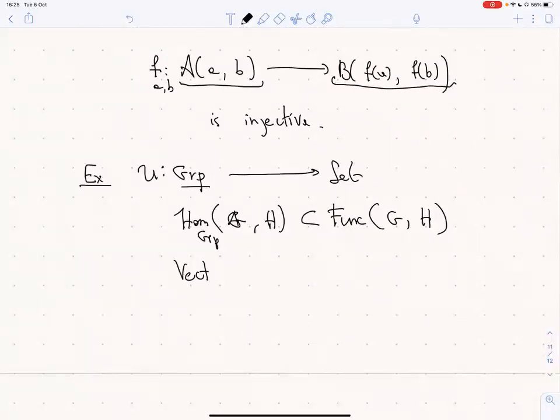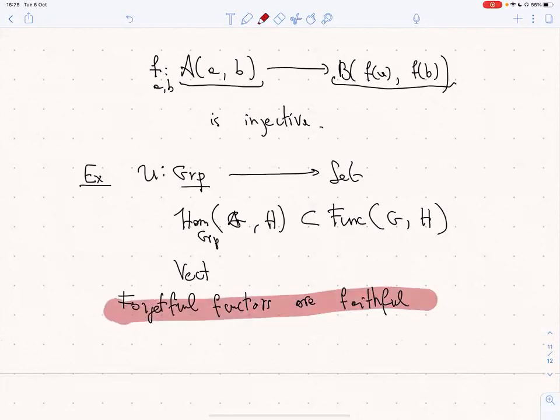And the motto here is that forgetful functors are always faithful. Which is funny because it means you can trust someone that forgets stuff, but it is true.